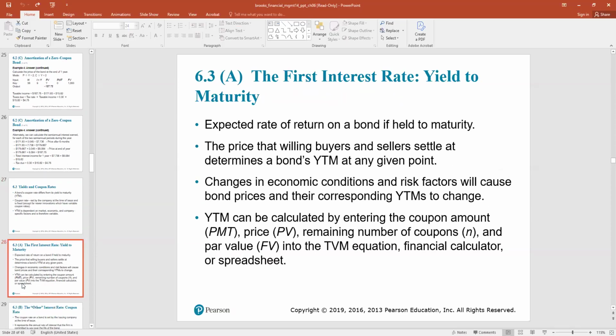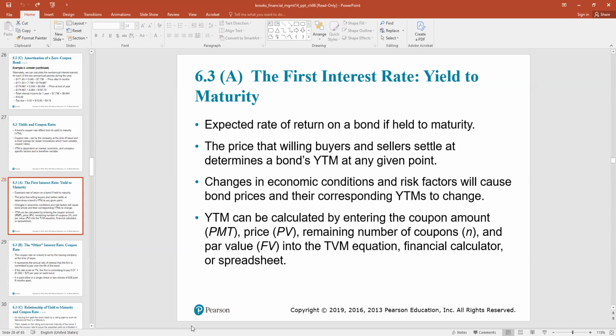So the expected rate of return on the bonds, if held to maturity, is called the yield to maturity, and the price that the buyers and the sellers settle on determines the bond's YTM at a given point in time. Changes in economic conditions and other risk factors will affect bond prices, and their corresponding YTMs change.